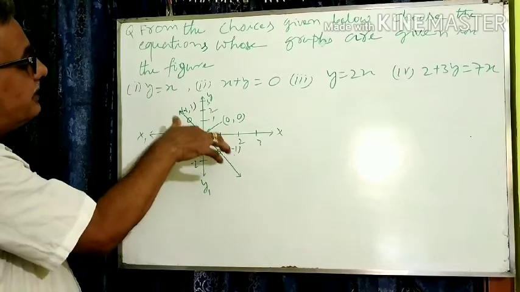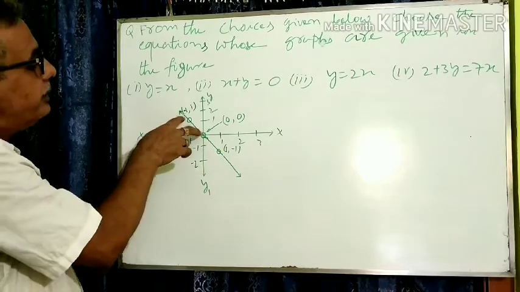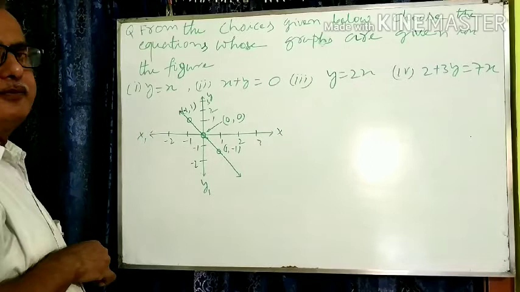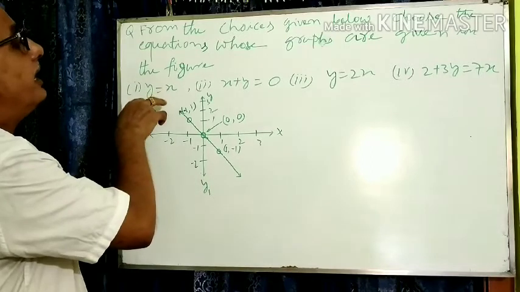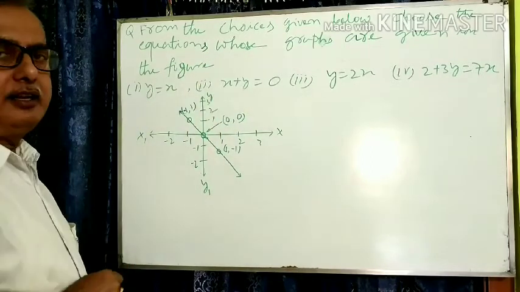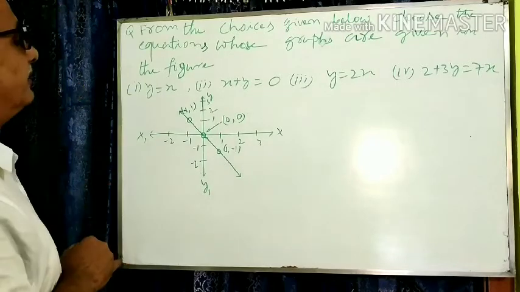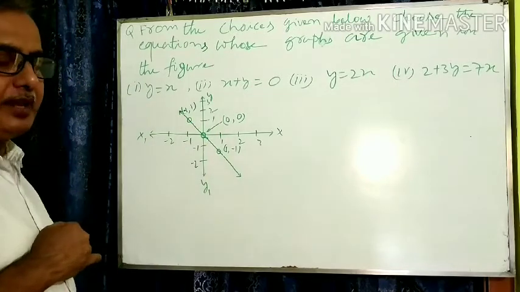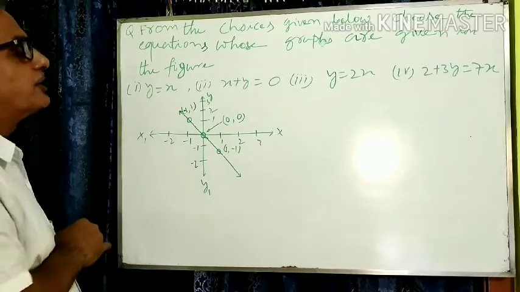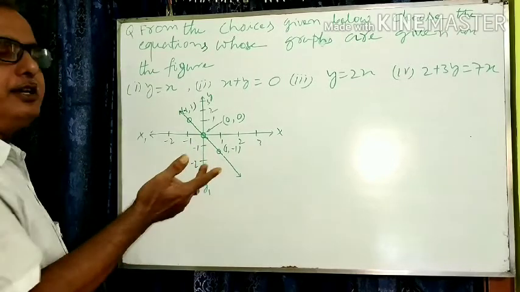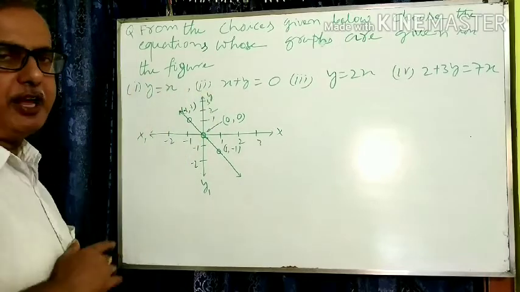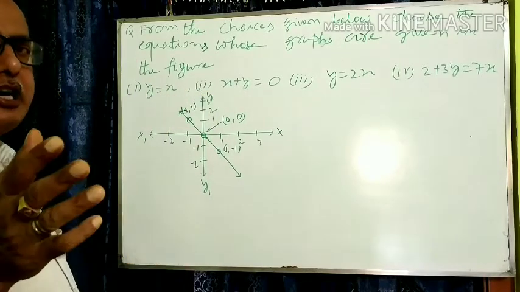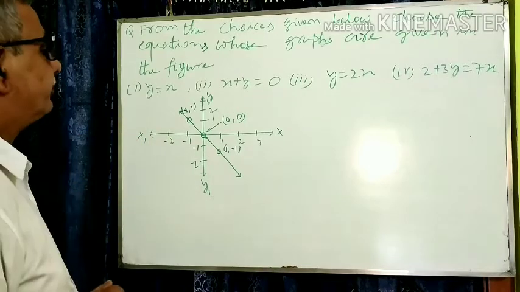From this line, you take any 2 points. If those 2 points satisfy an equation, that means that equation is the equation of this line. And when you have 2 points satisfied, the third point must satisfy it. You studied this in coordinate geometry.